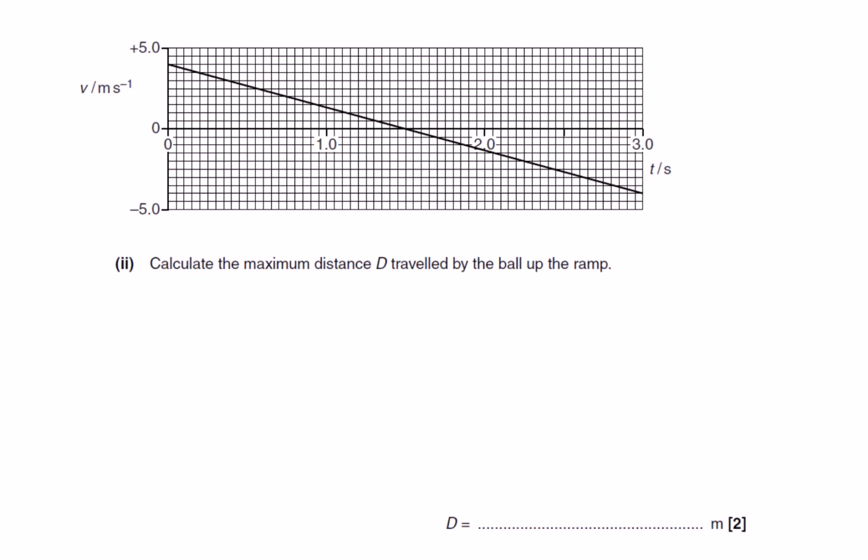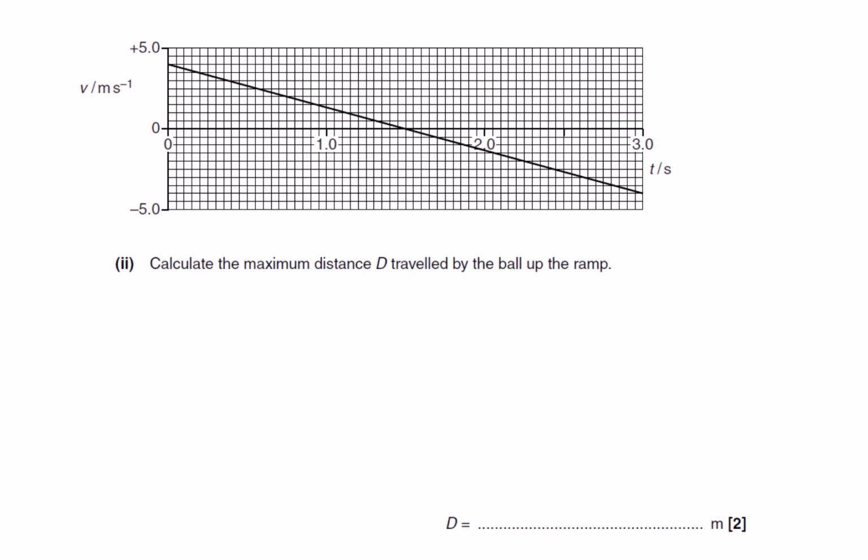Right, let's move on. Now we've got to calculate the maximum distance, d, travelled by the ball up the ramp. Now, because we've got a velocity against time graph, what we need to realise is that the distance, or the displacement, is the area underneath the graph, and the maximum distance will be, well, it's going up the ramp, and then it comes to a stop at t equals 1.5 seconds, and then it comes back down. So the maximum distance it goes will be the area of this triangle up until the point where it comes to a stop at t equals 1.5 seconds.